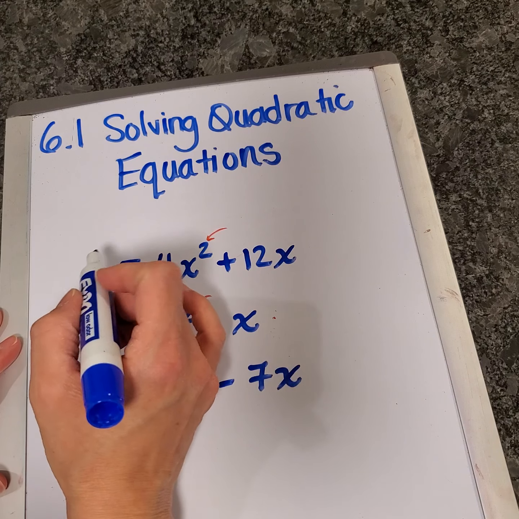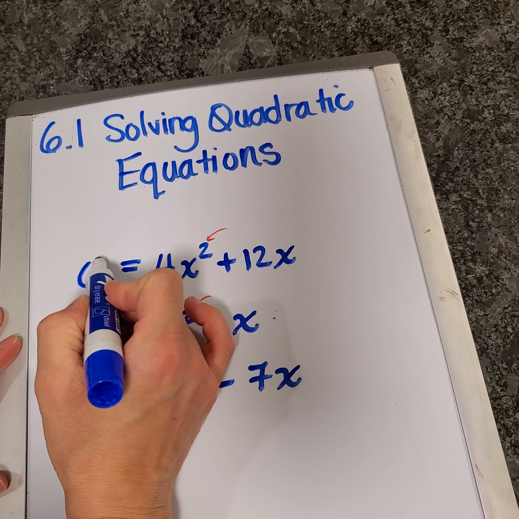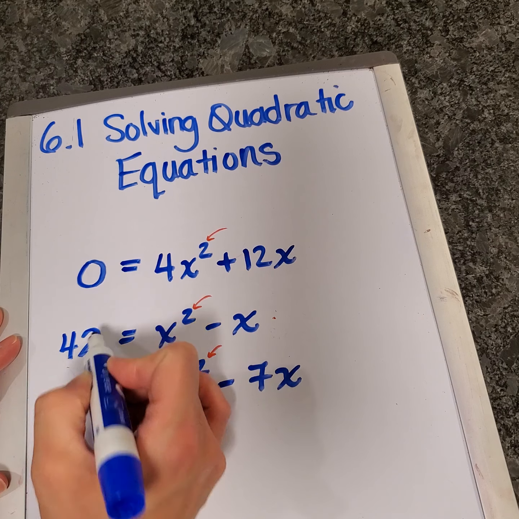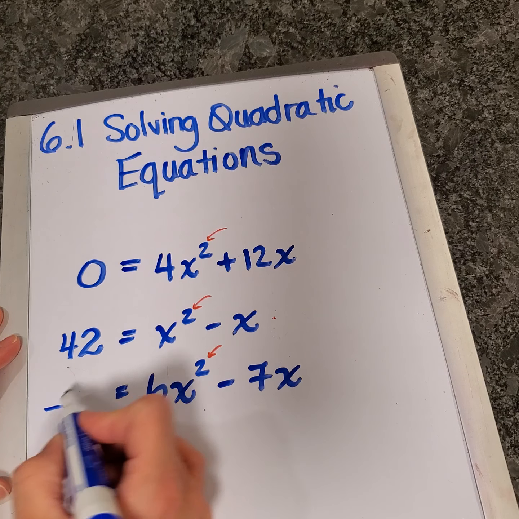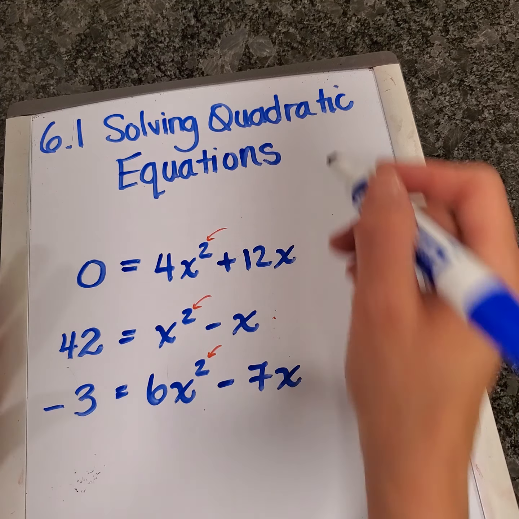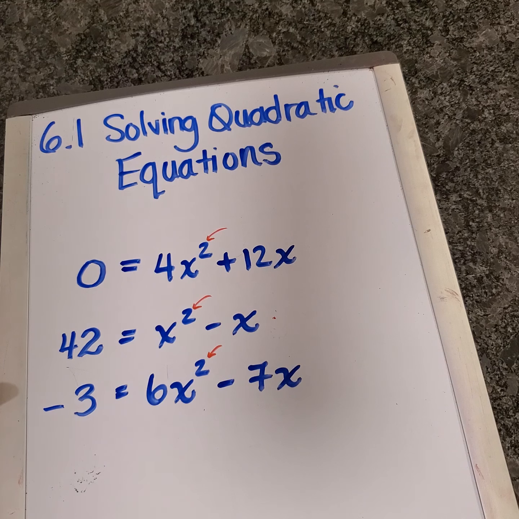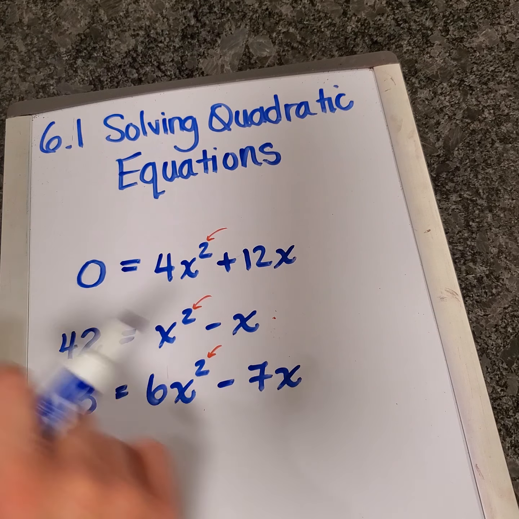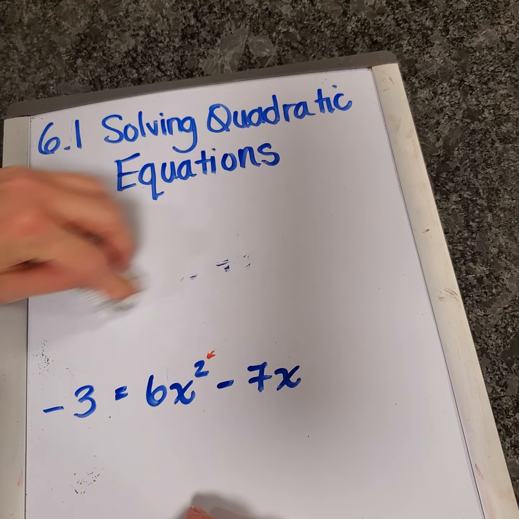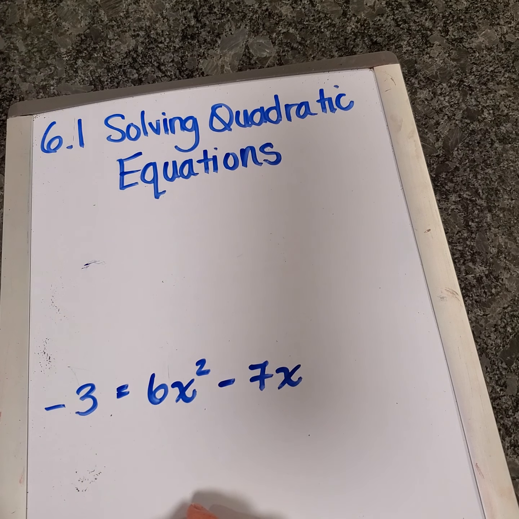So if I were to replace y with the number 0, or here, if I were to replace y with the number 42, or if I were to replace y with the number -3, these have all become quadratic equations, okay? And that's really important to understand the difference. So let's focus on this guy for a second. This is a quadratic equation, okay?